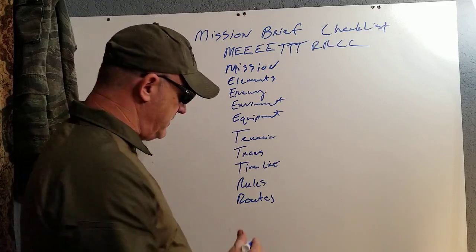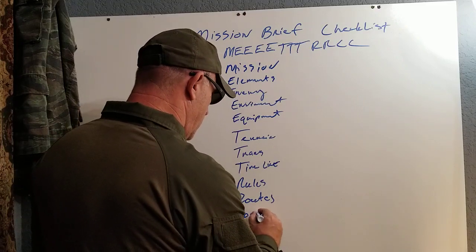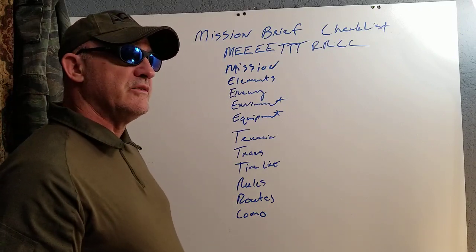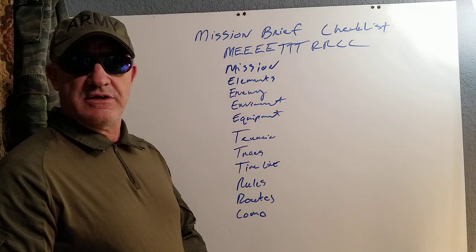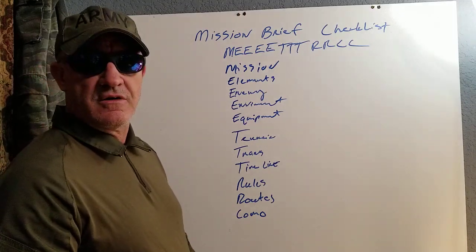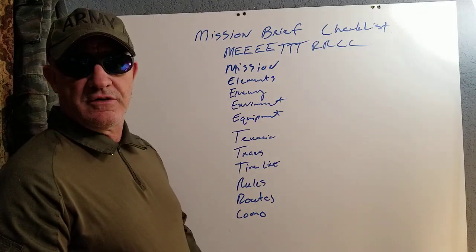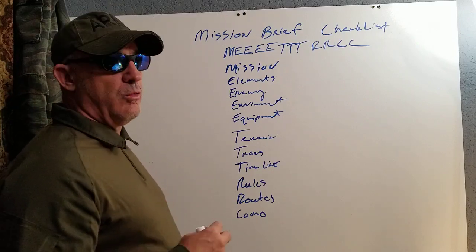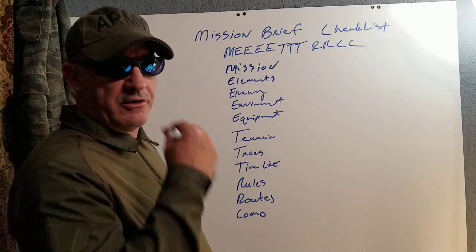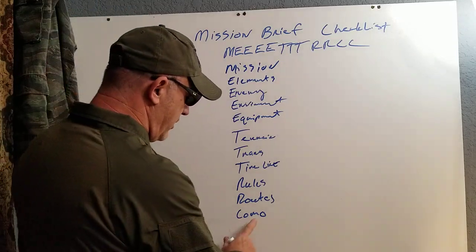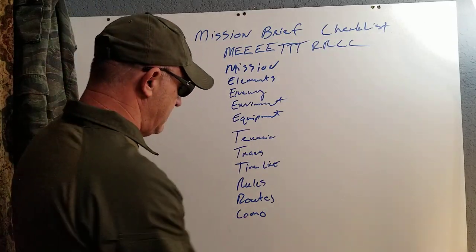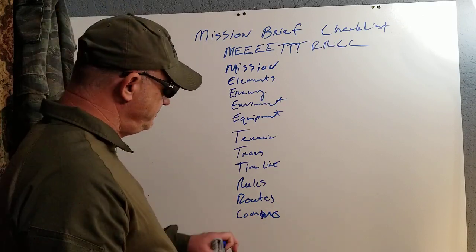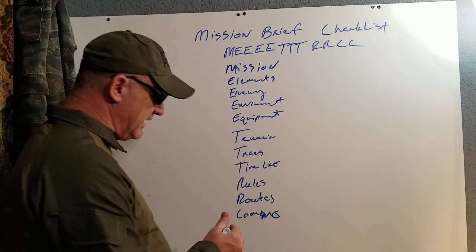The next is going to be the commo. And the commo is really important because you need to know how you're going to talk to each other. What frequency you're going to talk on, or what channels, or what phone numbers you're going to use, or what certain beeps on a whistle mean, those sort of things. How are you going to communicate? That's the big thing. So what's your commo? That's a big one.